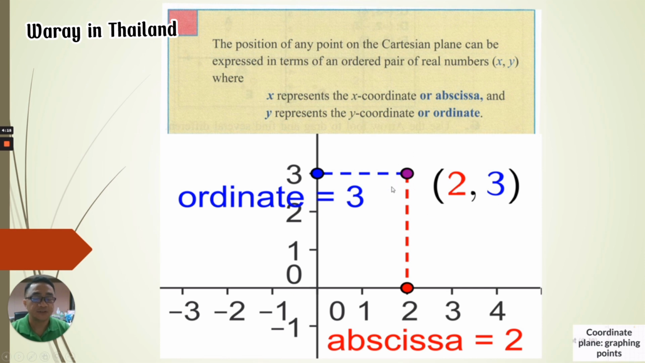So try to remember now the other terms: for the x-coordinate, we call it abscissa, and for the y-coordinate, it is ordinate.